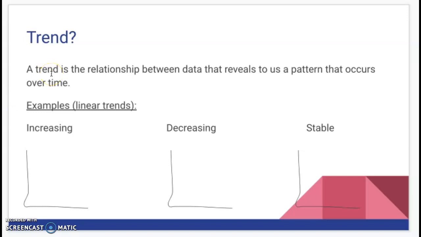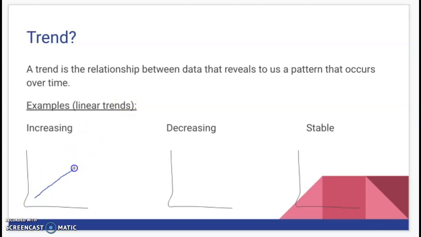Okay, so a big thing about your summative today is that you're going to have to analyze the trend that you see on your macromolecule graphs. So what is a trend? A trend is the relationship between data that reveals to us a pattern that occurs over time. So those trends can look very different. So we're going to start off looking at linear trends, so trends that go on a line.